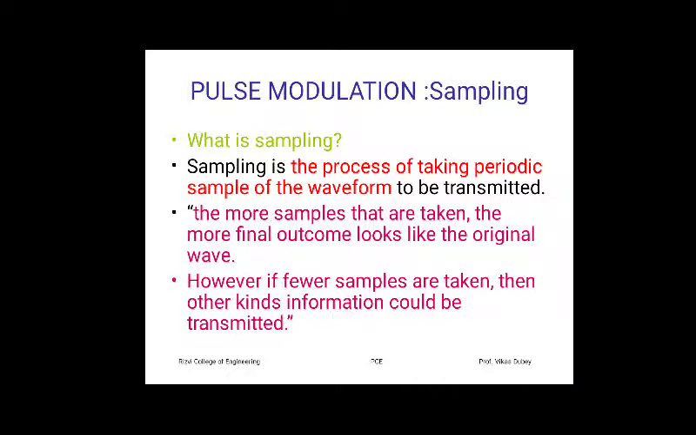Sampling is a process of taking periodic samples of the waveform to be transmitted. The more samples that are taken, the more the final outcome looks like the original wave. However, if fewer samples are taken, then other kinds of information could be transmitted, which is the case of aliasing. When aliasing is there, the information can be different, meaning there will be a loss of information. What we want to transmit, something else will be received.